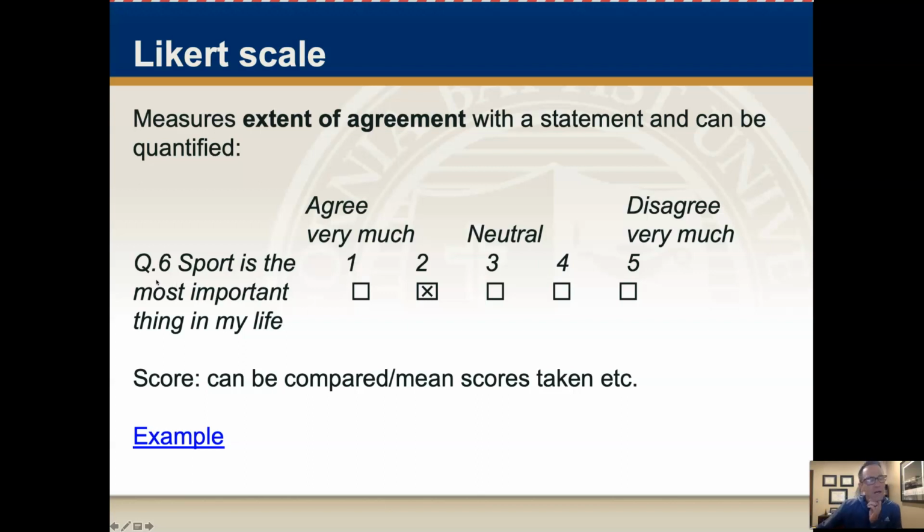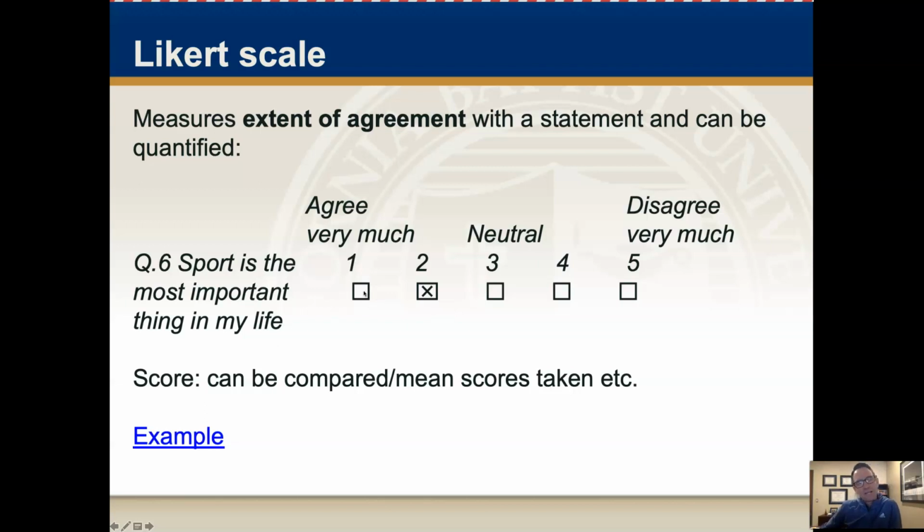So the question here is, sport is the most important thing in my life, and then you get to decide if you strongly disagree with it, or very much disagree, or strongly or very much agree, or if you're kind of meh, in the middle, neutral, right? We always give people this option of, I don't know how I feel, I'm undecided or indecisive.